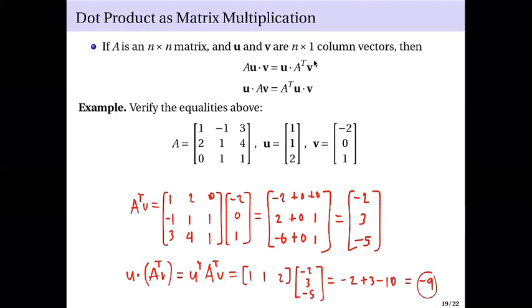Again, this is just verification. It means the equality is true for these examples. If I ask you to prove it, it must be true for any kind of example. Try to verify this one yourself: u dot Av, so get Av first and then dot it with u, and then the other one, A transpose u, and then dot it with v. You should get the equality. That will be the end of the lecture for today.